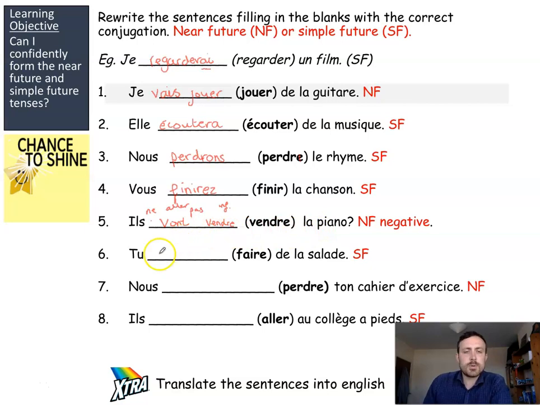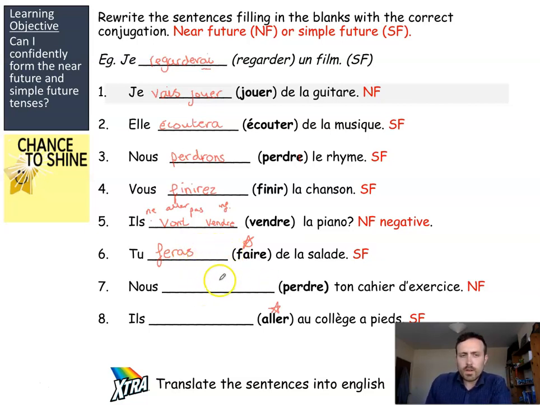Numéro 6, tu. Be careful with this one because it's irregular. It's tu, and it's in the simple future. Our simple future stem of this irregular verb is fer, and we need to add our endings onto this. For tu, our ending is as. So tu feras de la salade, meaning you will do or you will make some salad.